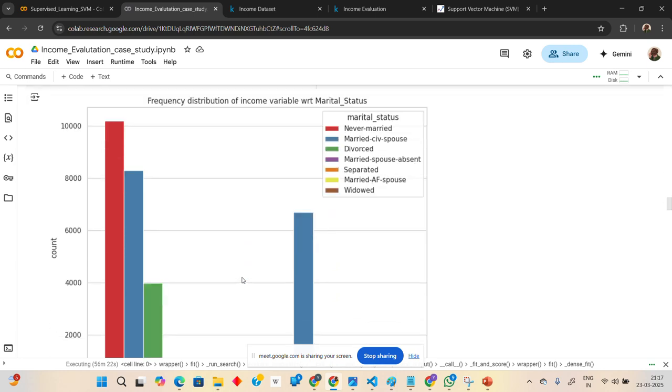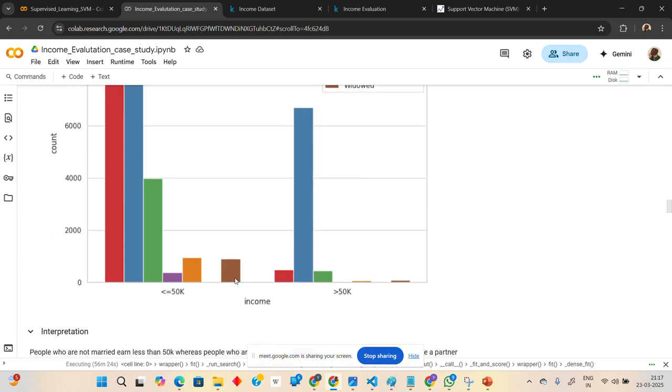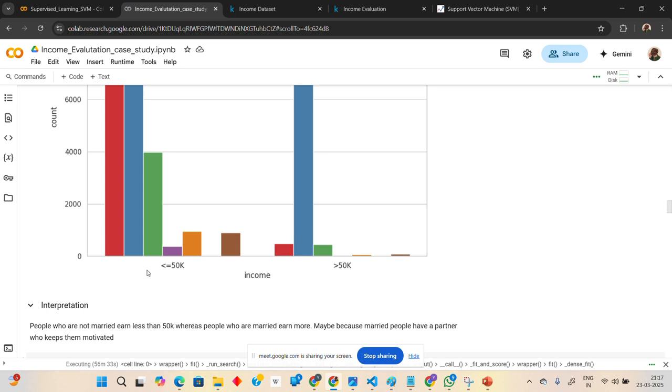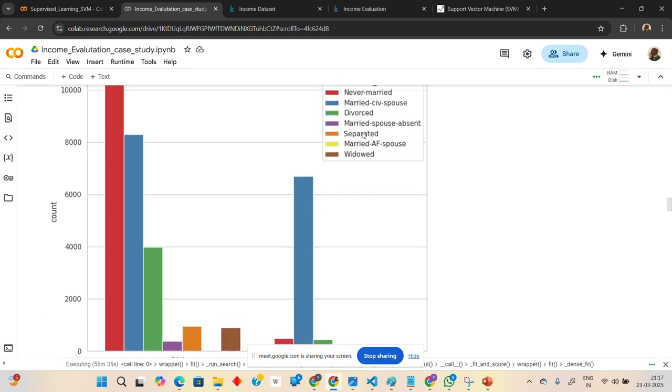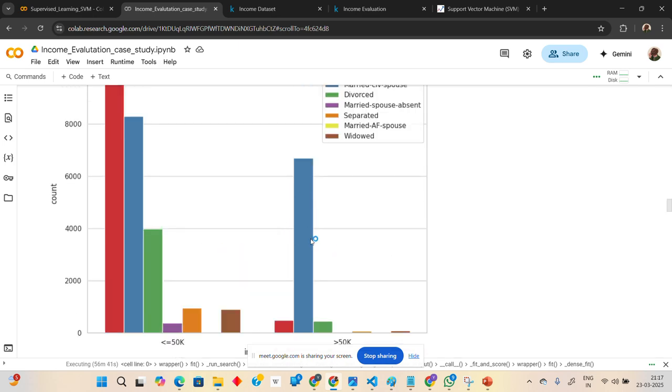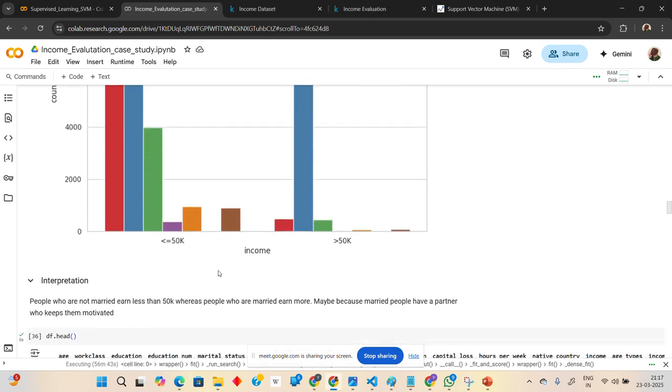Followed by marital status, obviously never married people. Here we can see never married people are less. In the income category, never married people are more who are gaining actually less. Here blue means married spouse. That particular category are gaining more salary income.